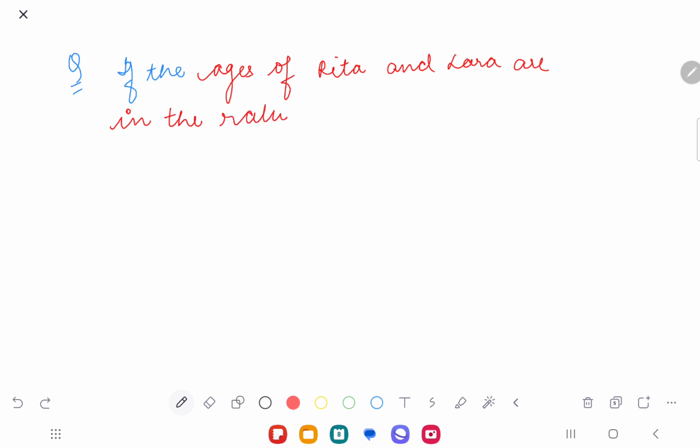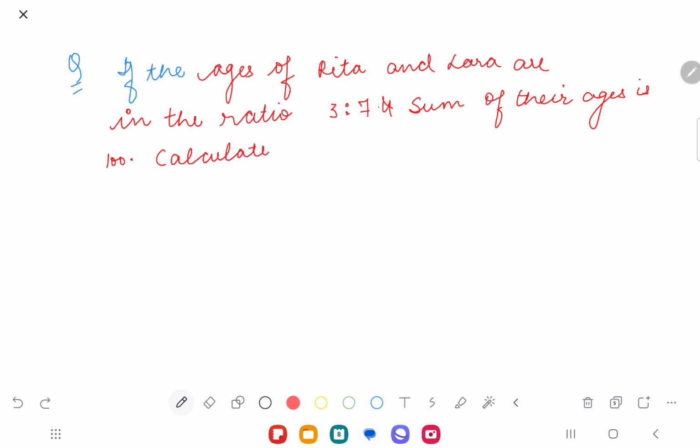If, for example, I write this down, I'll say if the ages of Rita and Lara are in the ratio 3 is to 7 and the sum of their ages is 100, calculate their individual ages and individual original ages.